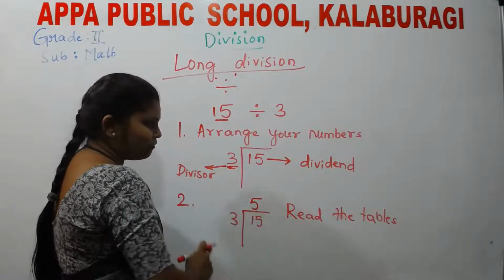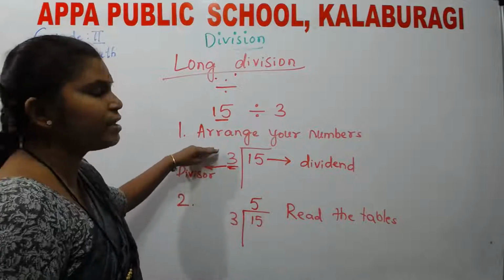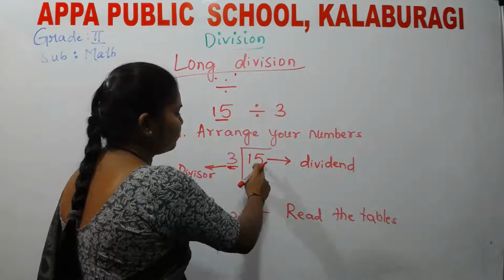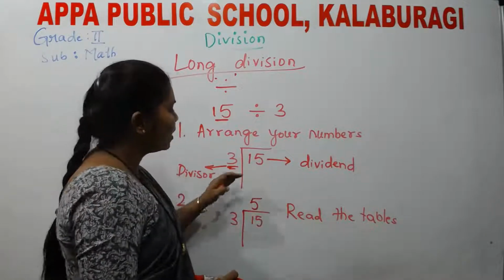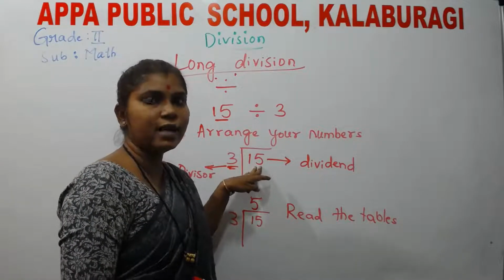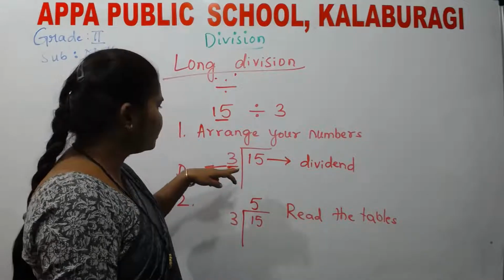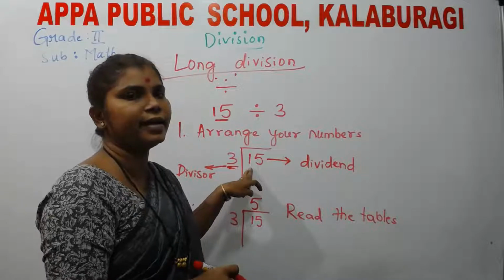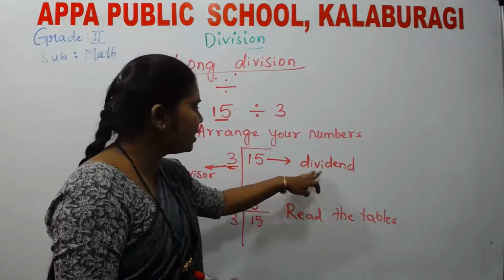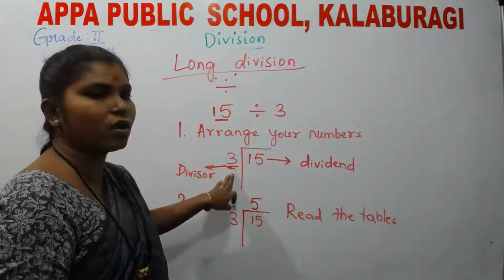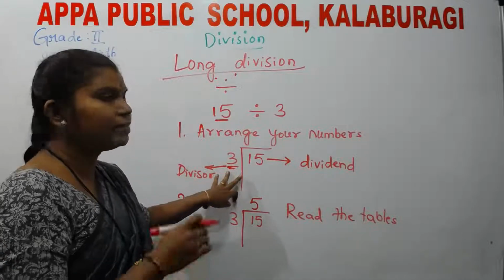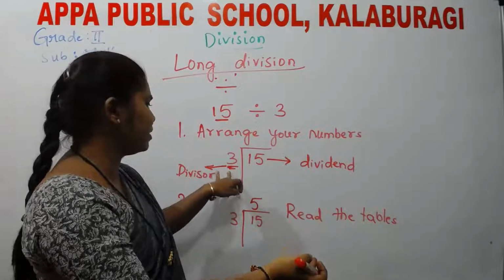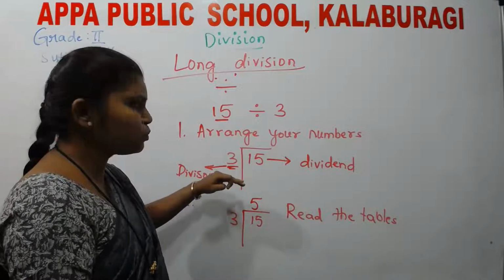So what have you done? What is my first step? I have arranged my numbers. What are my numbers? My numbers are 15 and 3. I have arranged them, and this 15 is called the dividend, the number which is being divided. The other number 3 is called the divisor, the number which is going to divide the other number. This was my first step.